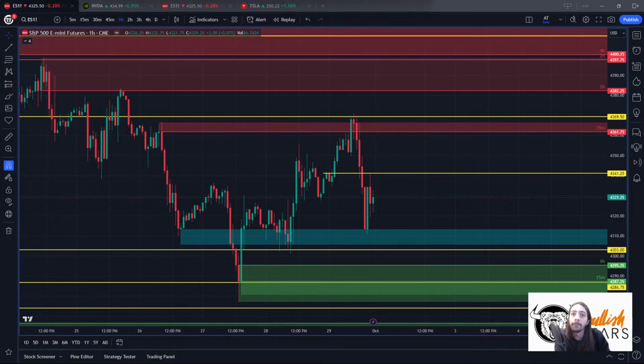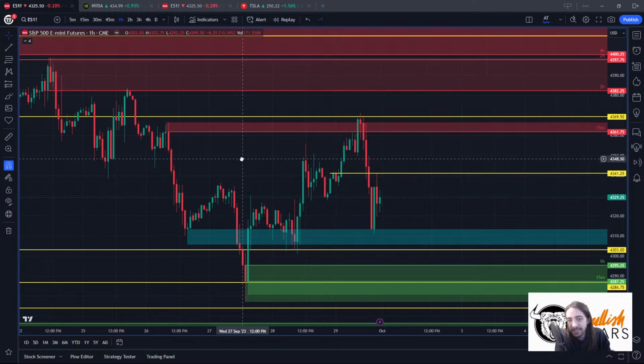Somebody in the comments said, why do you keep the zones after they have been tested, no longer fresh? So that's a good question. I like to see it as, if the demand zone was not broken, there's no reason to remove it, for demand or supply. If the zone wasn't broken, then it's still valid. There's still buyers sitting in that zone holding us up.